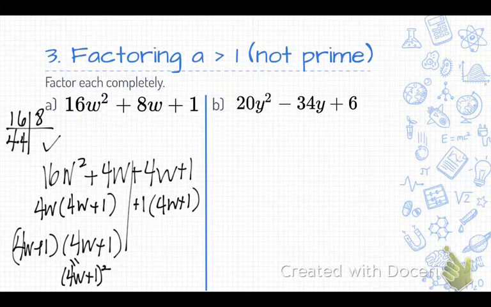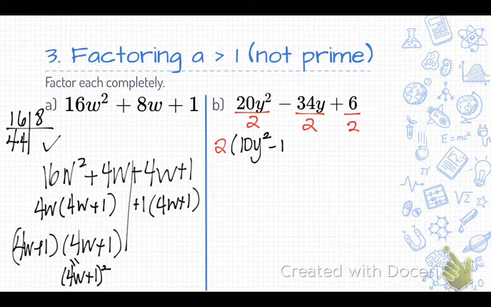Now, on B, I told you to be careful and look at it first. I have a GCF to begin with, because that's the first thing we always look for. Is there a GCF from the beginning? So what is the GCF here? 2, because they are even. It's not 4, because 4 doesn't go into 34 or 6. So 2 comes out, and I'm left with 10y squared minus 17y plus 3.